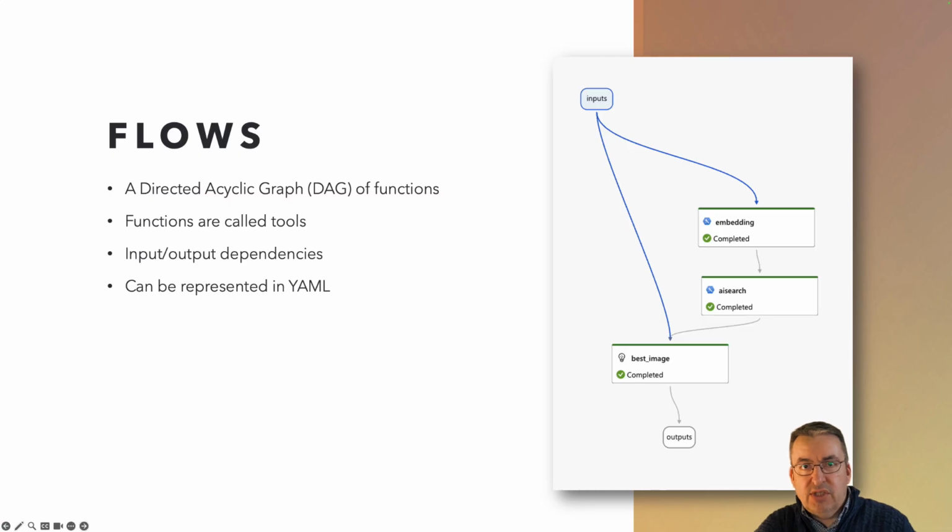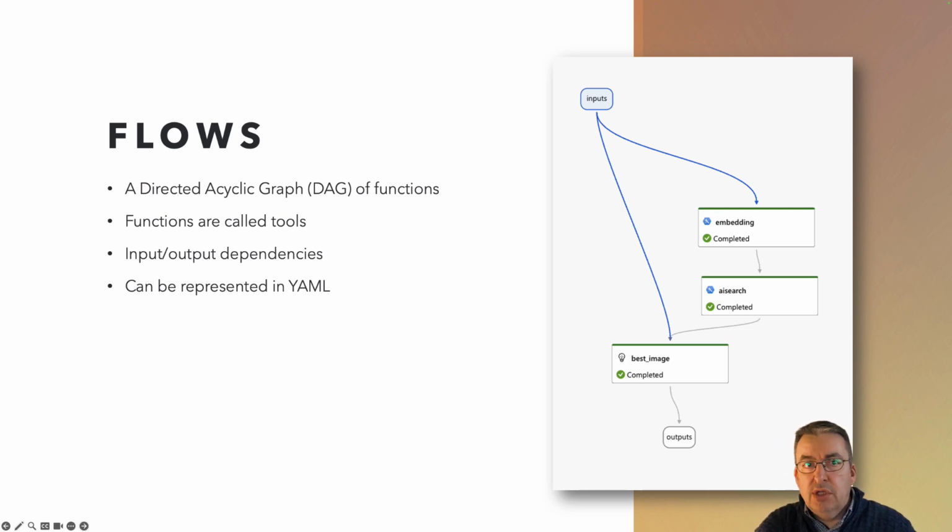Now, what's a flow exactly? A flow is simply a directed acyclical graph, a DAG of functions. We also call them tools. And these different tools, they have input and output dependencies. So the output of one tool will be sent to the input of another tool. And that's how you visually build such a graph.